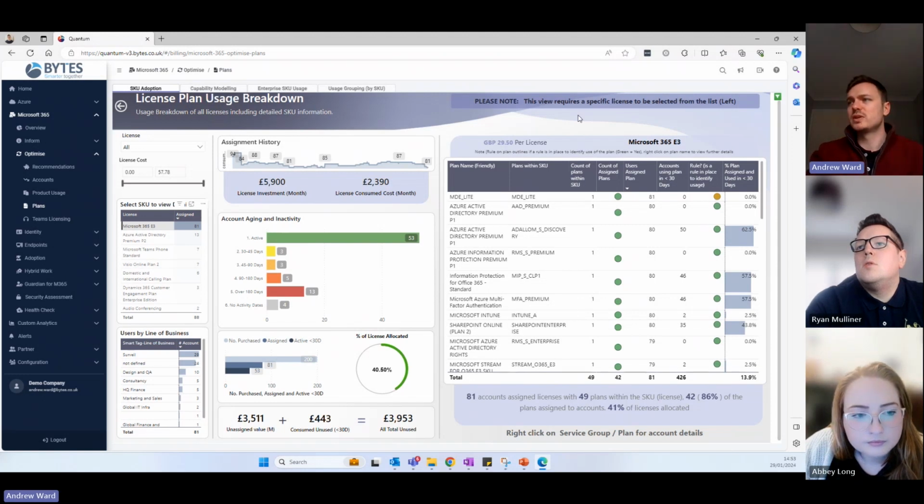So let's base this off the cost of an E3 license, which is worth nearly £30. Ultimately, we're just looking at how many of those have been divvied out. We then look at the utilization number, how many of those licenses are actually being used.